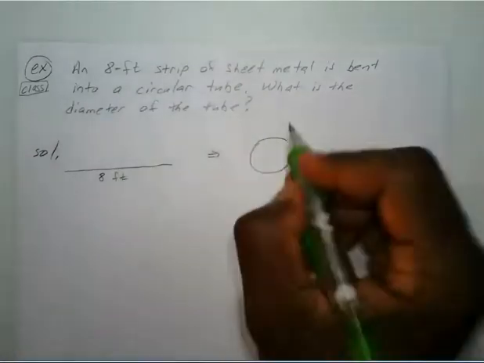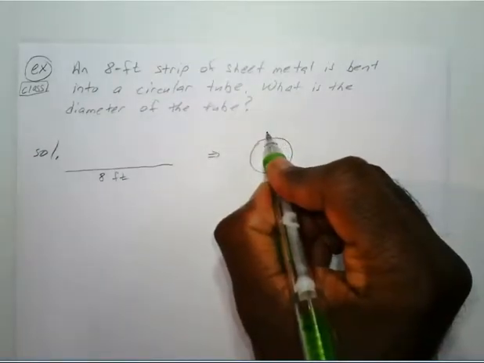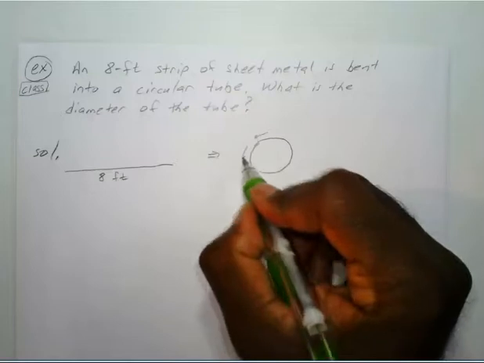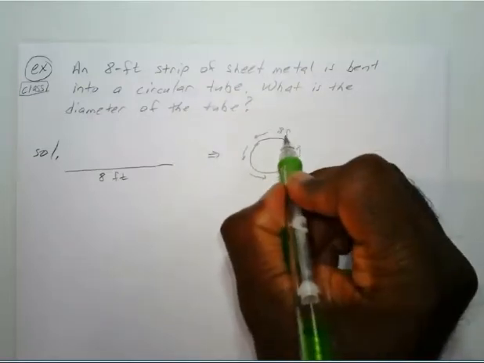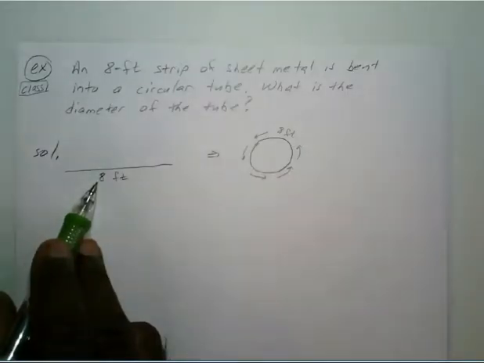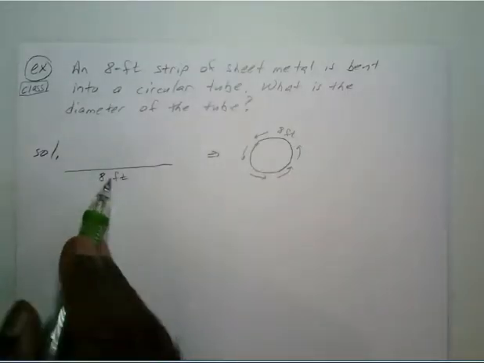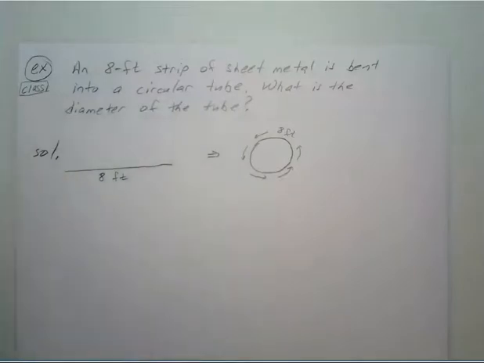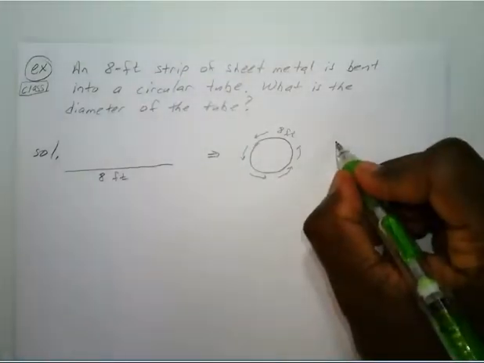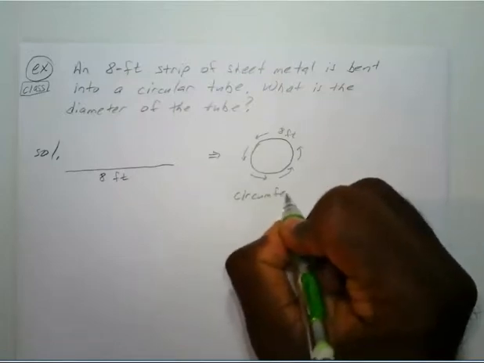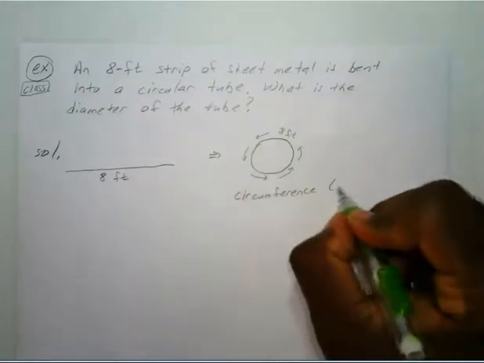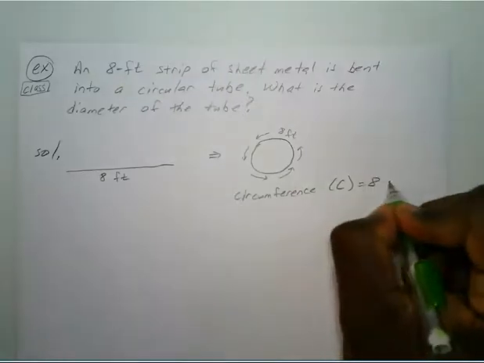Okay, so you get that. You know already that all the way around this is going to be 8 feet, because all you did was get this 8-foot piece of sheet metal and roll it up. So you know all the way around that is just 8 feet. Okay, so what does that tell us? Well, that tells us that our circumference, which is the uppercase C, equals 8 feet.